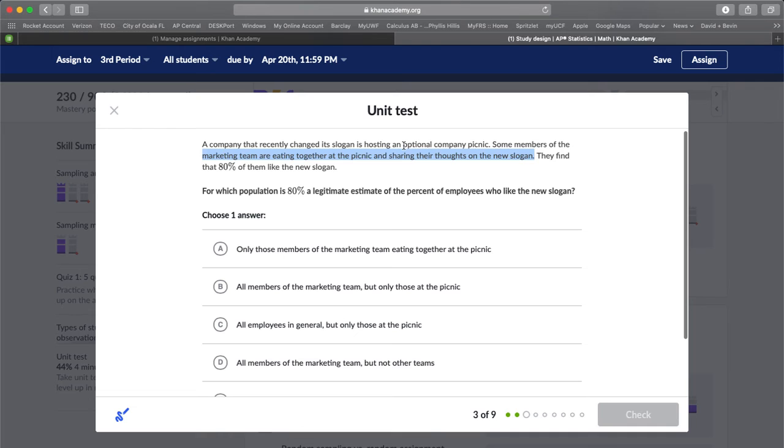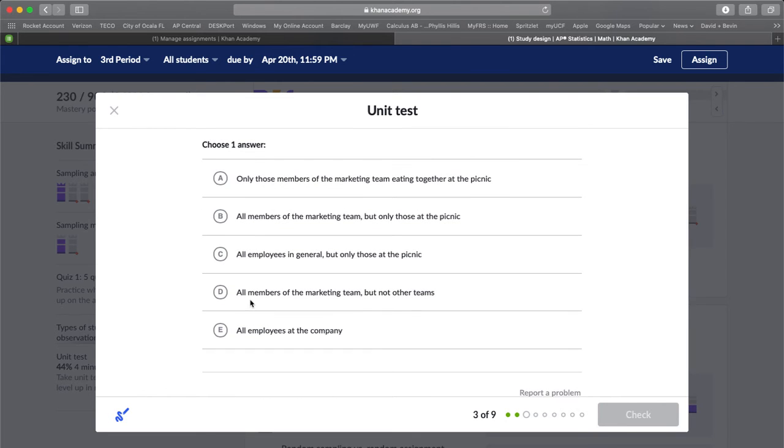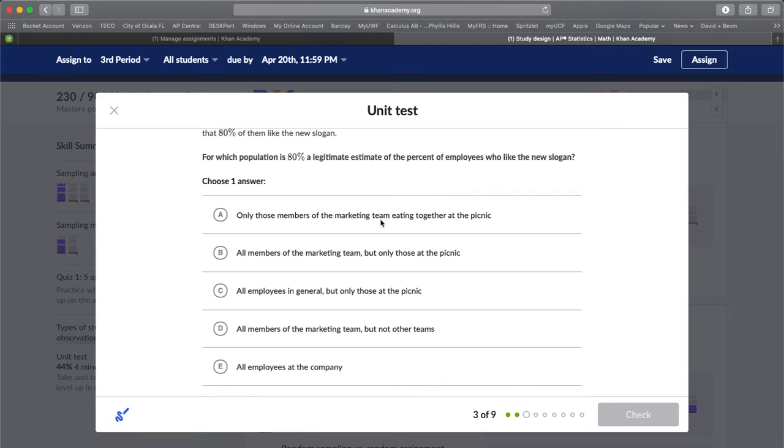Because if you're at an optional picnic, you probably care more than the standard employee. I mean, think about how many optional things there are in school and how many of them you do. If you're the person who does them, you're probably in the minority. And so you probably have more opinions about the company than others. So the idea is we can only generalize to all members of the marketing team at the picnic.